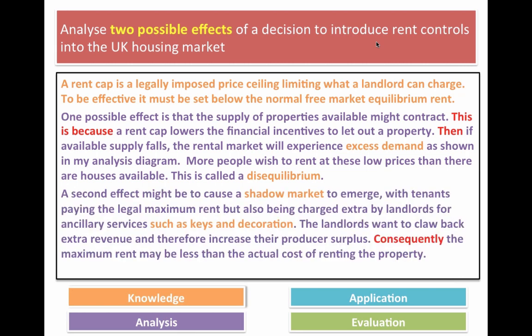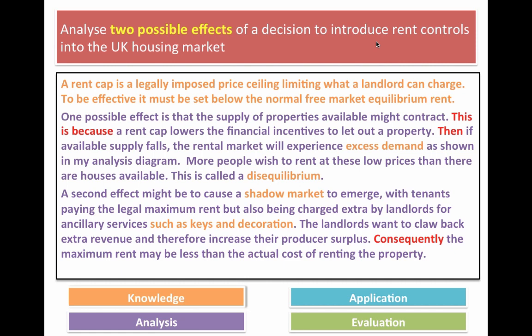Here's my second paragraph. A second effect might be, notice there that I'm linking back to the question. So I'm telling the examiner very clearly that I'm writing my second effect, and he or she is going to get 2 chunky bits of analysis. So give me the full marks. Second effect might be to cause a shadow market, a bit more knowledge. With tenants paying the legal maximum rent, they can't be charged anymore, of course, but also being charged extra by landlords for things like maybe decoration or an extra key. The landlords want to claw back the extra revenue and therefore increase their producer surplus.